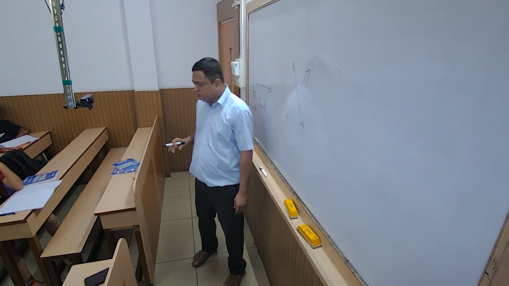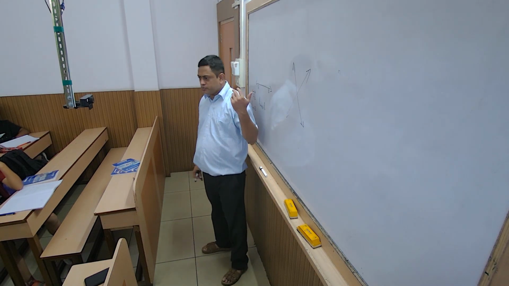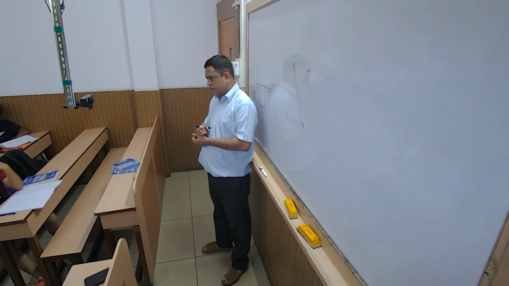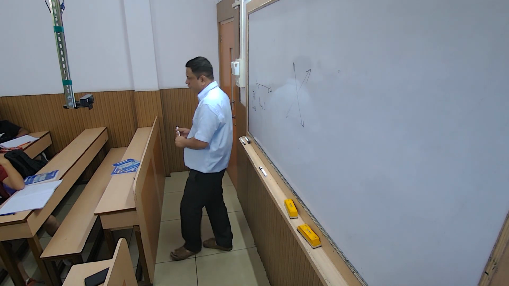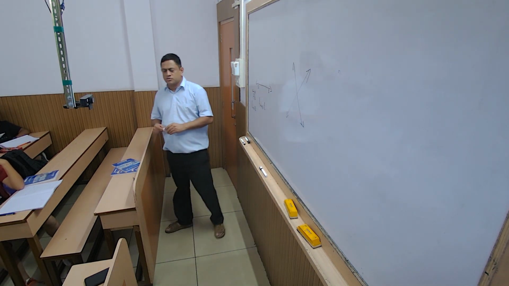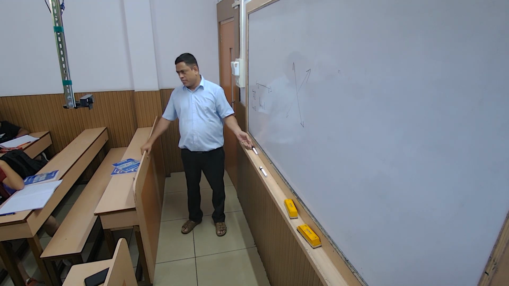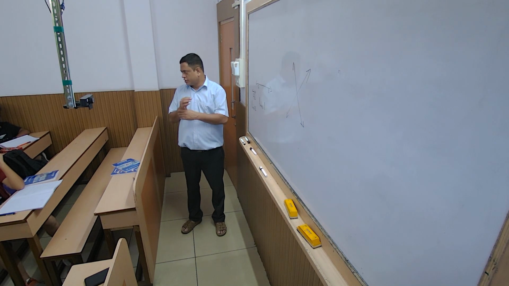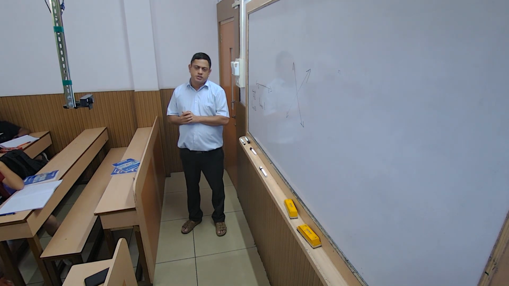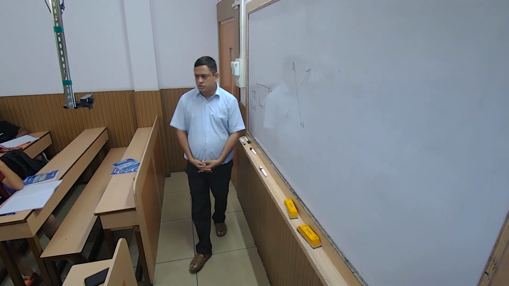Overlapping means both the lines are the same. This is intersecting. Overlapping and intersecting are two different things. Overlapping is called coincident lines. They are not parallel. Parallel means two different lines. Coincident to each other. Now, this also is clear.